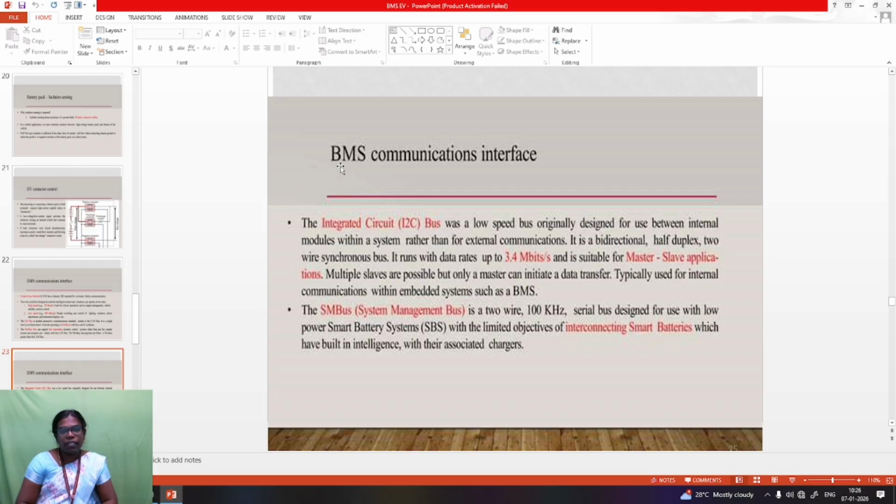such as BMS. The SMBus is a two-wire 100 kHz serial bus designed for use with a low power smart battery system, with the limited objective of interconnecting smart batteries, which have built-in intelligence, with an associated charger. So many buses are there. These are all for communicating between the components in series mode or parallel mode to ensure safety, or to ensure low consumption of power.